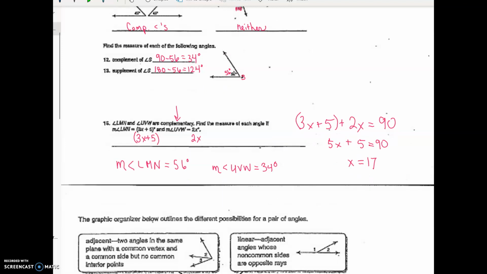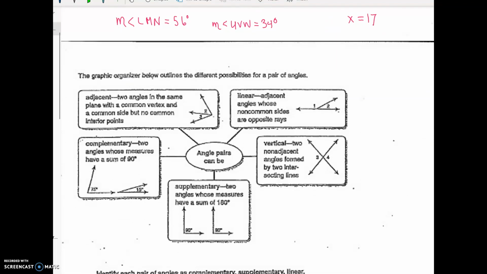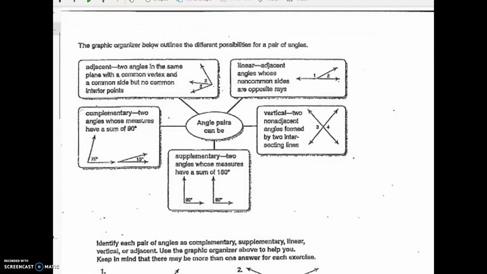Okay, so moving to the back, we basically just have a graphic organizer that outlines all the different possibilities for a pair of angles. It's a summary of everything we went over in the previous video. I'll let you go over that yourself, but it is a very nice way to put it all together. I think it's a nice graphic organizer, so you can review that there.